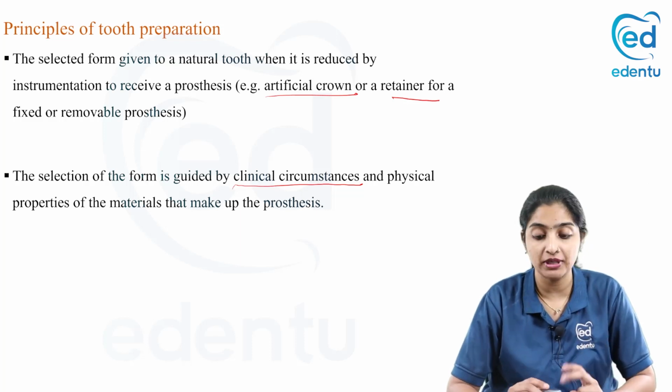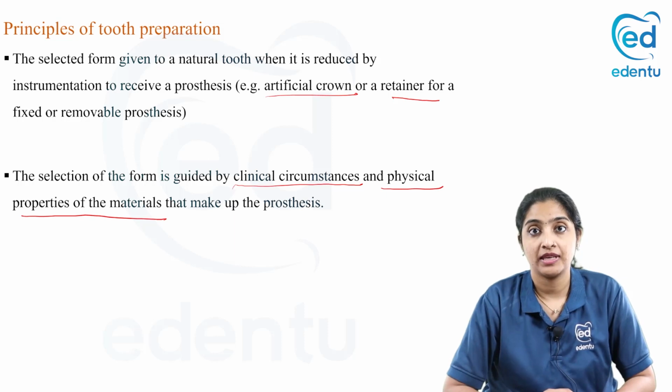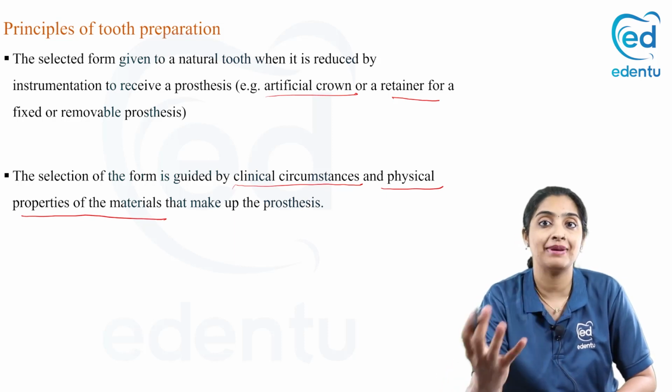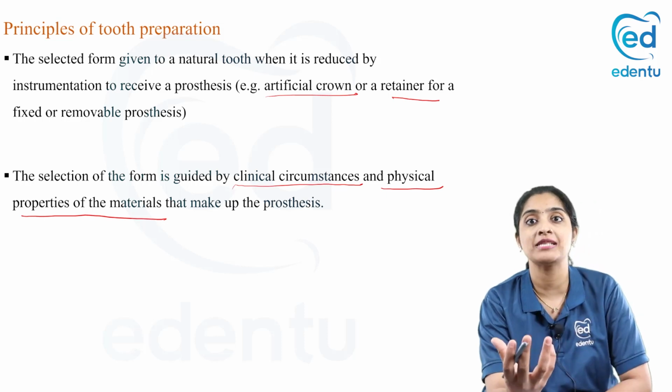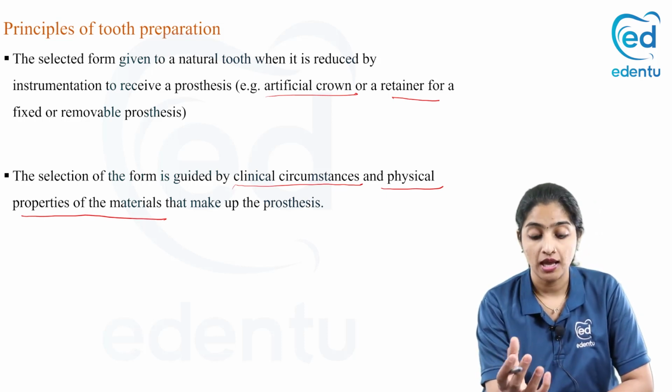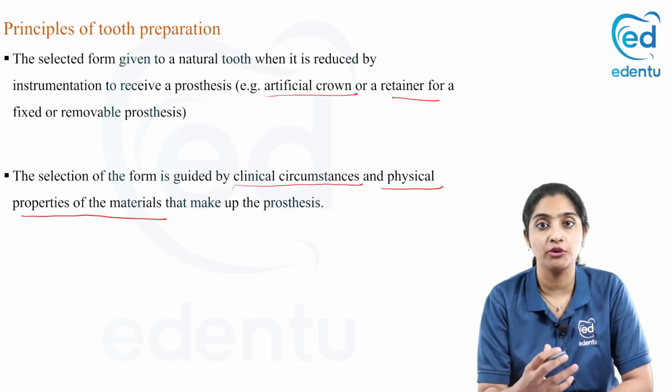What is the second property? That is the physical property of the material. That depends on whether you're giving a metal prosthesis, a ceramic prosthesis, a zirconia, an all-metal or an all-ceramic prosthesis. All this will vary the amount of tooth that you're going to prepare.